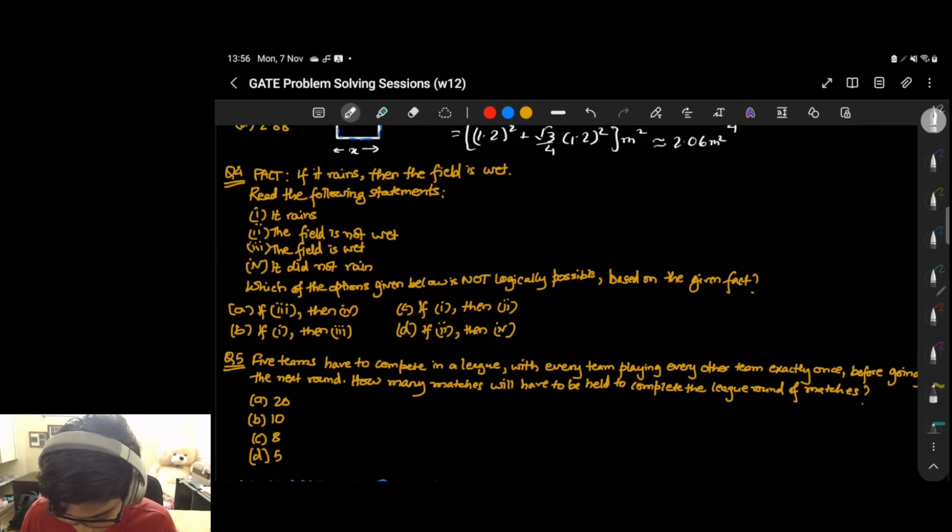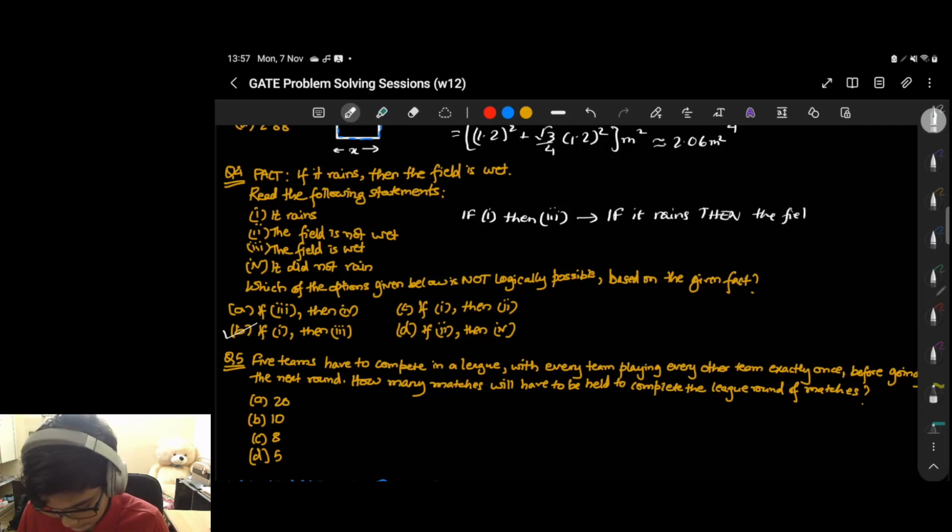If one, then three: if it rains, then the field is wet. So this is exactly the same as the fact that we are given.